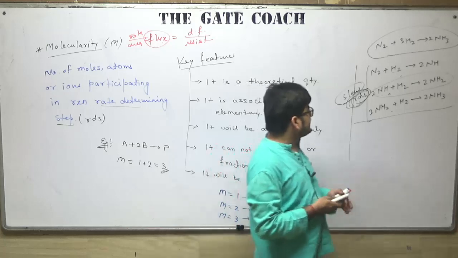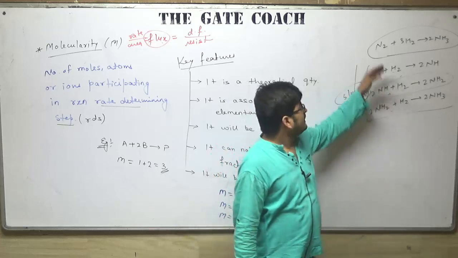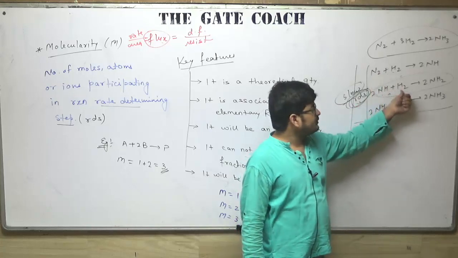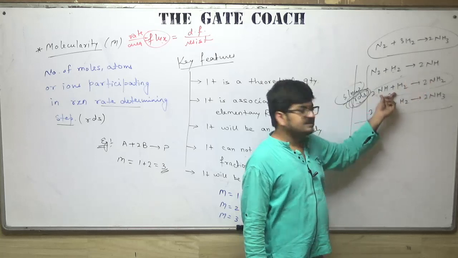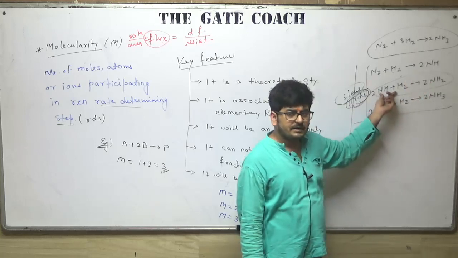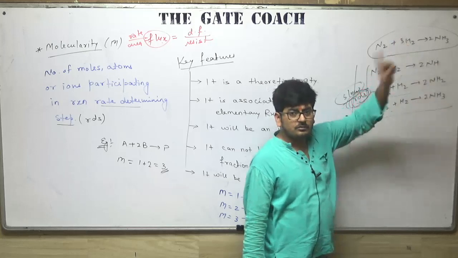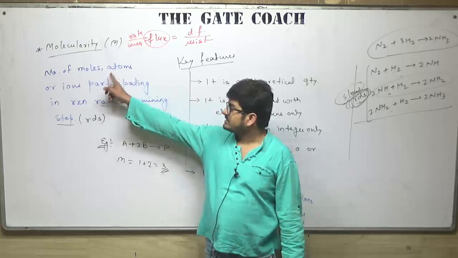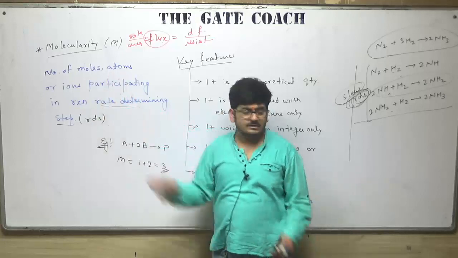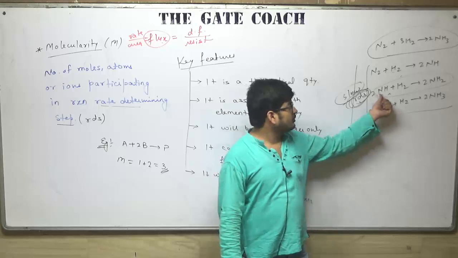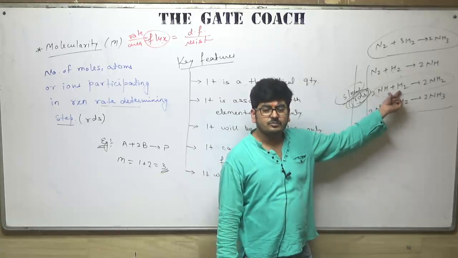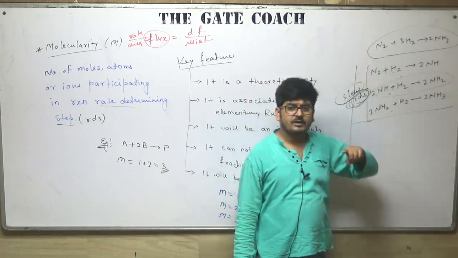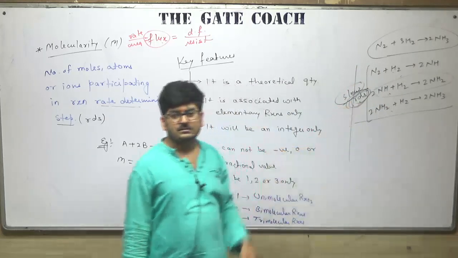And in that rate determining step, if you see, 2 moles of NH reacts with 1 mole of H2 to give this. So this is the RDS. So what will be the molecularity? It will not be 1 plus 3 equal to 4. No. Molecularity is always defined for the rate determining step: moles, atoms participating in RDS. So in this RDS, 2 plus 1, 3 moles are participating. So what will be the molecularity of the reaction? 3. Okay. So this is the molecularity.